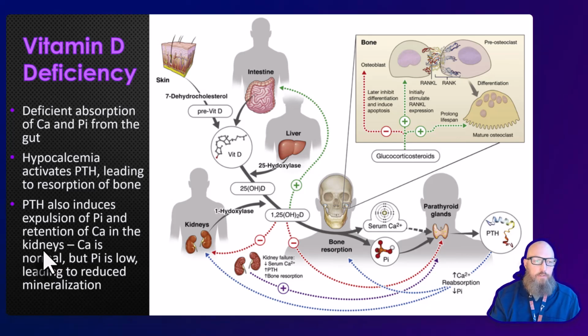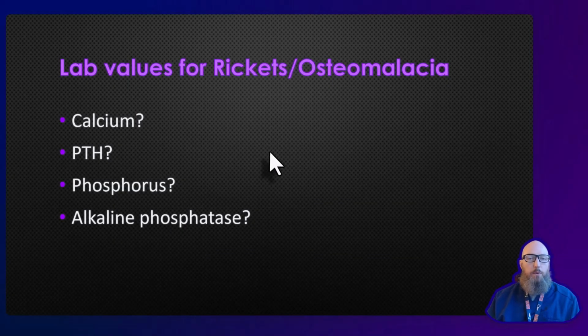But what you're going to see in vitamin D deficiency is phosphate may be low because it's holding on to calcium at the expense of phosphate. And that leads to reduced mineralization over time. Whenever you have long-term activation of parathyroid hormone, that can lead to decreased calcification in the bone over time, which is not healthy. And so what would the lab values be for rickets or osteomalacia?